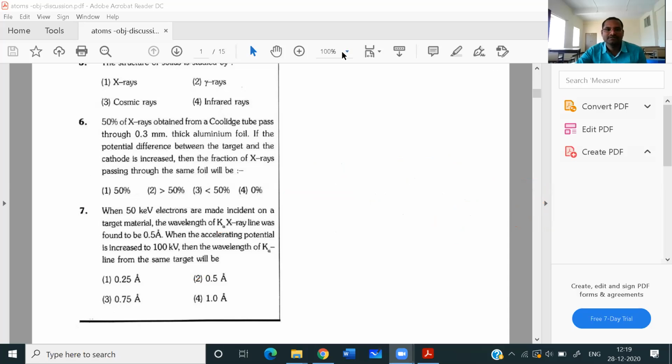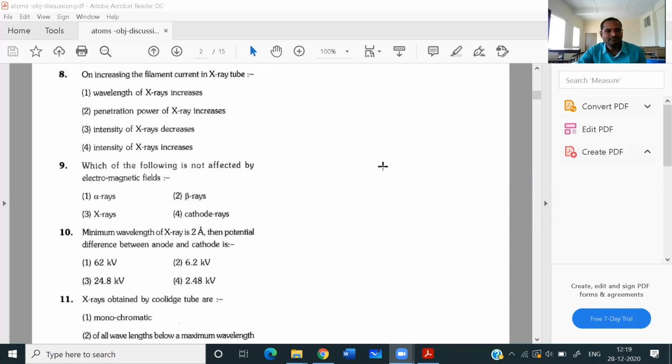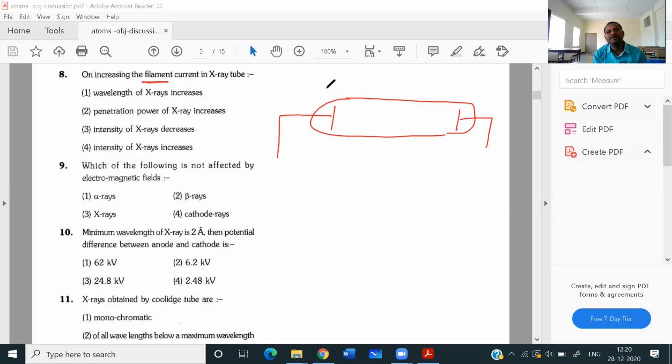Next. Question number 8. On increasing the filament current, here a Coolidge X-ray tube will be there, like this. Here one cathode will be there, and here one anode will be there. And here one filament will be there, and through this filament they will allow current.